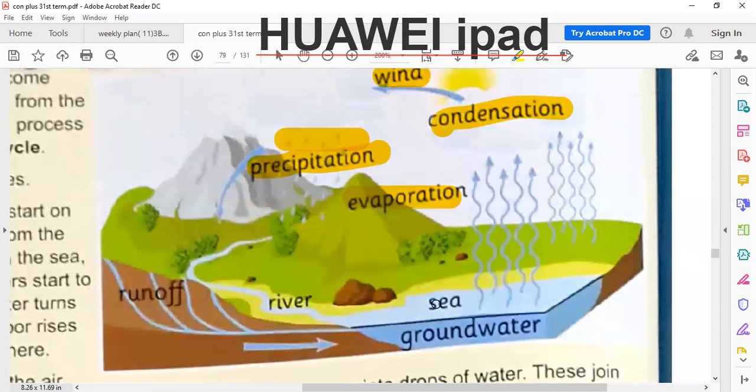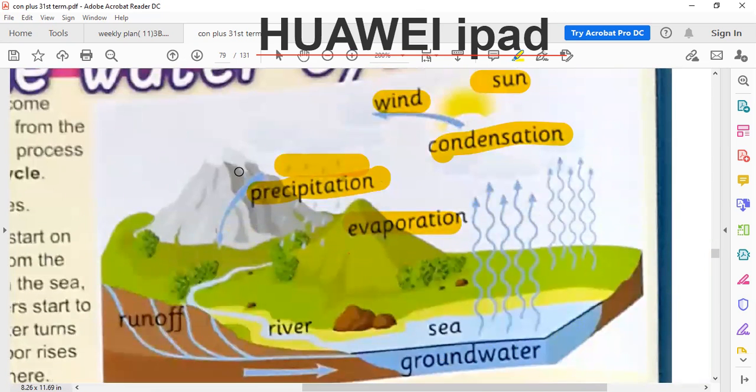This is the water cycle. What is this, students? Water cycle. What is this again? Water cycle. Everyone repeat: water cycle. This is the first step. The first step is here.